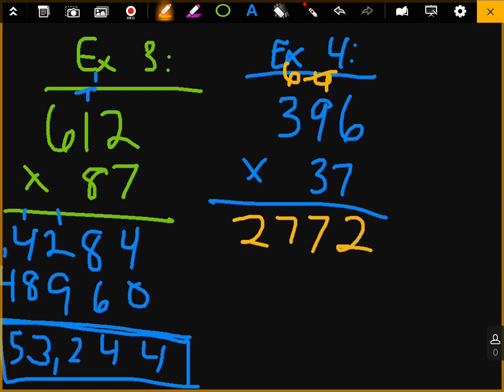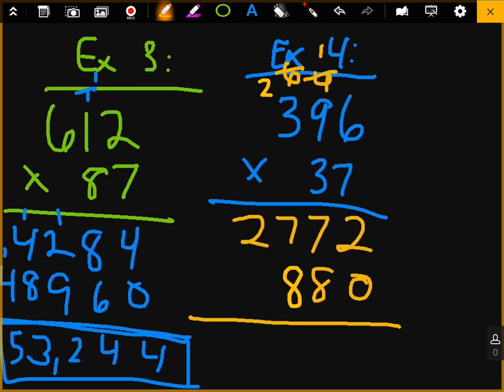Now we add a 0. Cross that out. Add a 0. Okay? And let's get to it. 3 times 6 is 18. 8 goes here. 1 goes up there. 3 times 9 is 27, plus that 1 is 28. 8 goes there. 2 goes here. 3 times 3 is 9, plus 2 is 11.